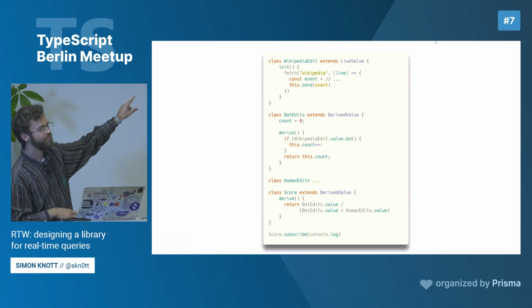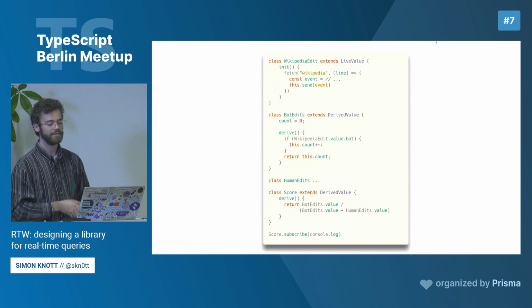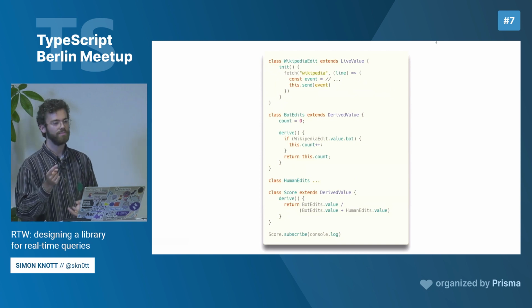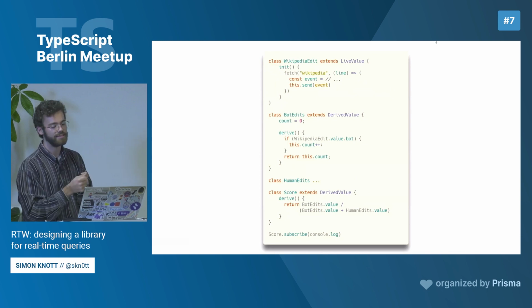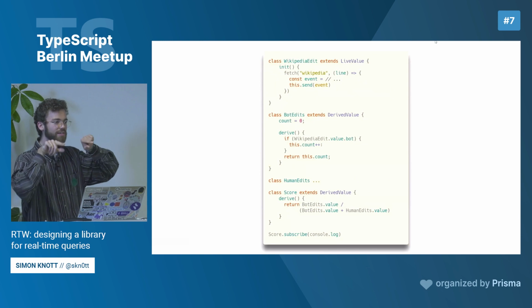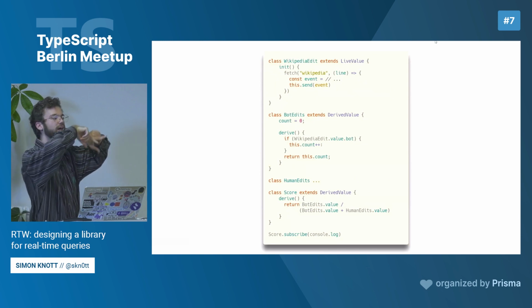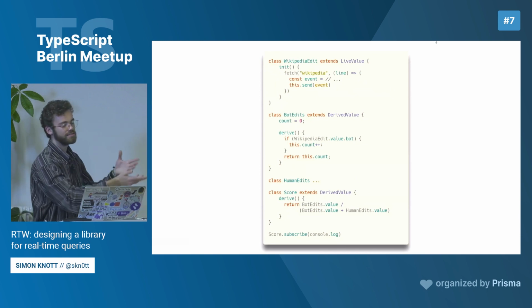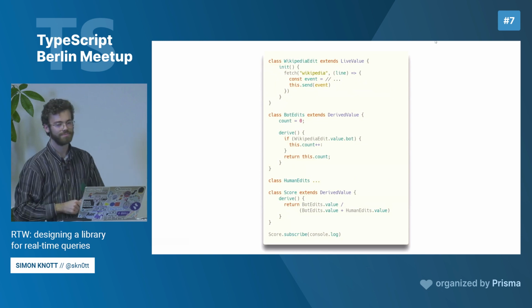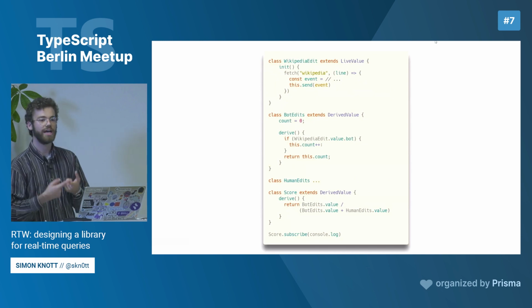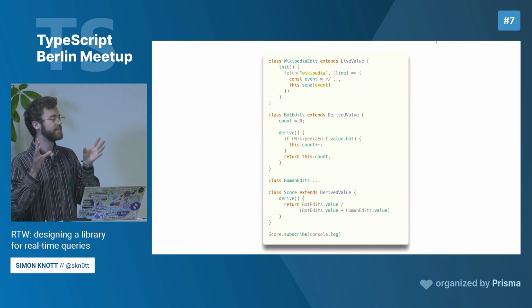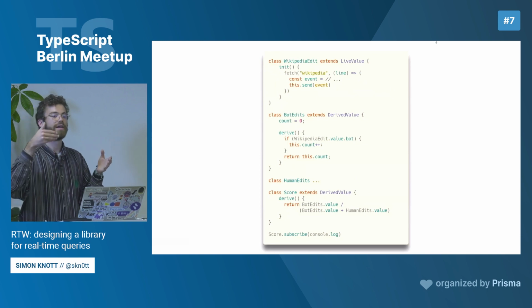And now we have a derived value beneath the bot edits thing. The derived value does not have the option to insert any events itself, but it can derive its value based on other values, whether that's a live value or a derived value. It rhymes, which is cool. And the idea behind the bot edits is we want to count how many of the events that are coming in are performed by bots.